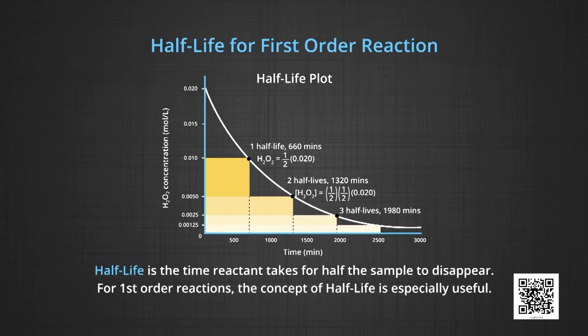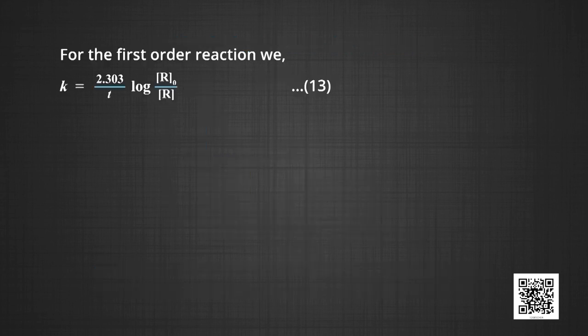Now, let's find out half-life for a first order reaction. For the first order reaction, we know that k is equal to 2.303 by t log R0 by R. So, at time t equals t half, R will be equal to R0 by 2.